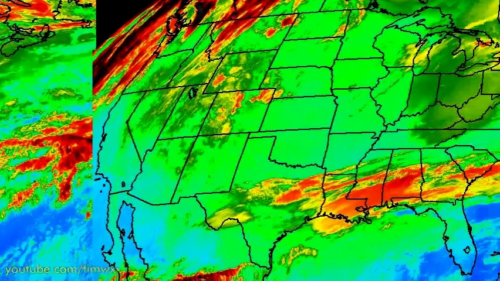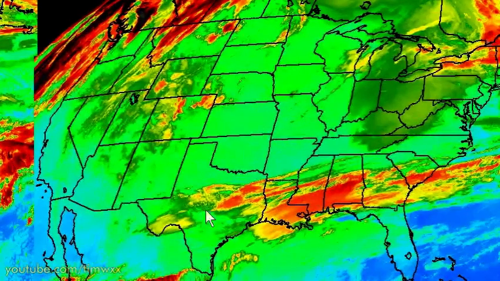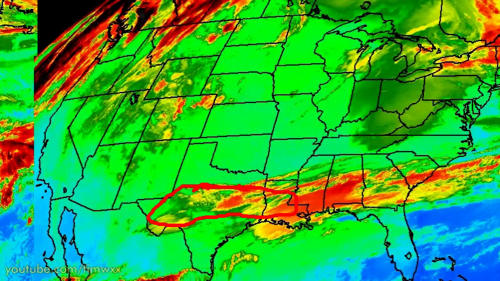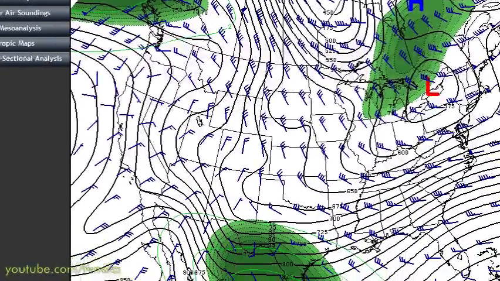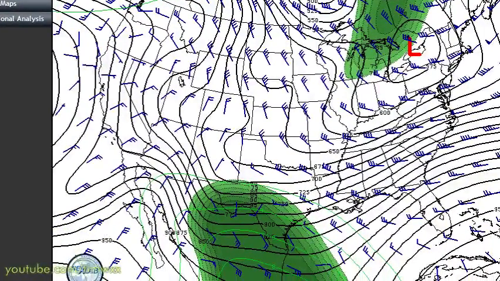You can see some mid and high cloud over central Texas here. So where's that coming from? We have high pressure across Texas, so we can look to the isentropic charts and see what's going on. This is the isentropic charts from College DuPage.